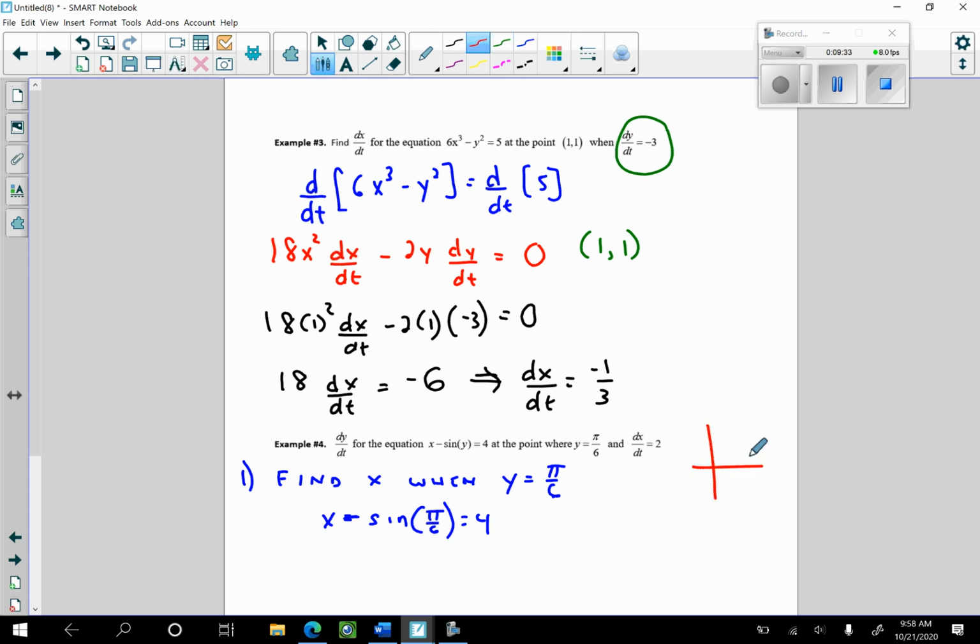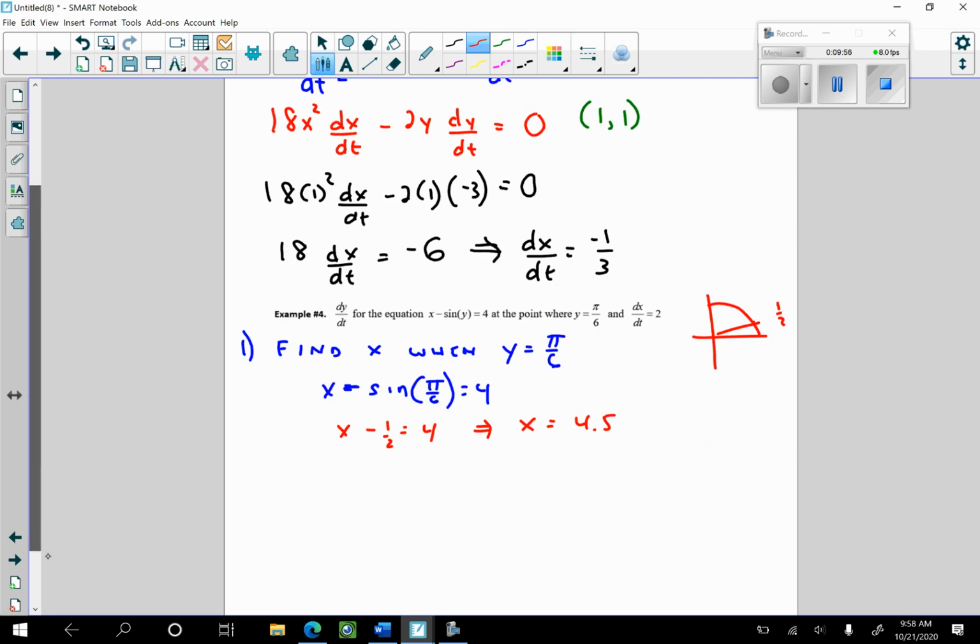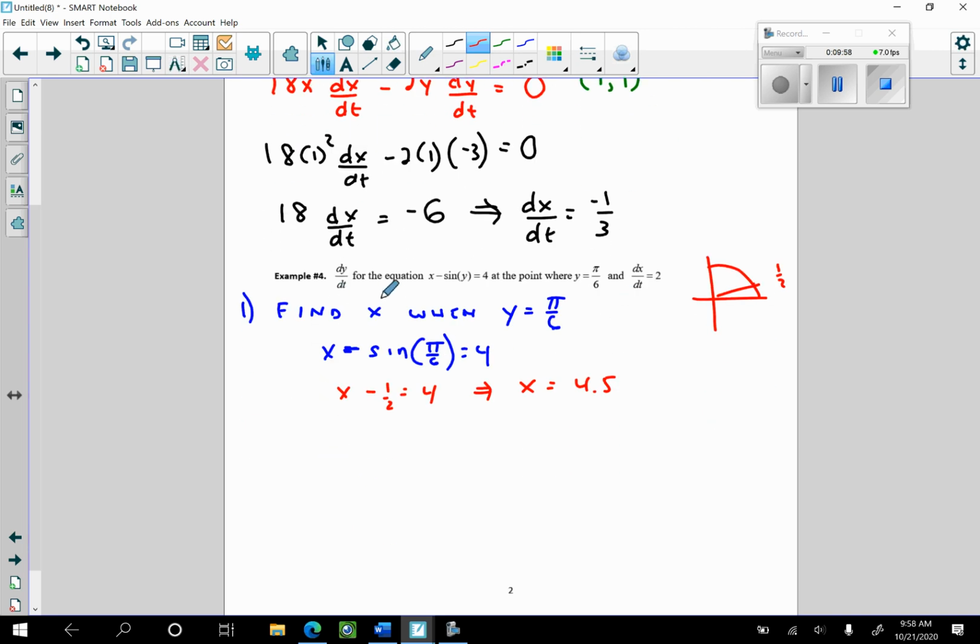1/2, yay or nay. So this is going to be x minus 1/2 is equal to 4. I believe that tells me that x is equal to 4.5. Did I do the arithmetic correct there? All righty. So now I want to find dy dt if dx dt is equal to 2.